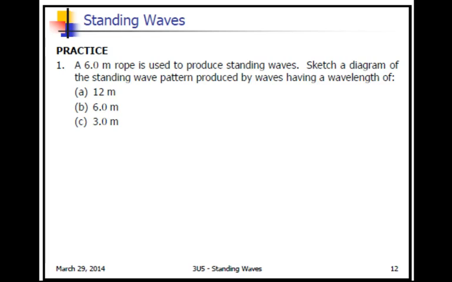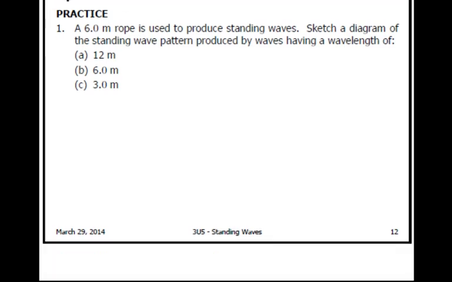Sorry, two loops. One loop with a half wavelength of 3 meters, and then another loop with the other half wavelength of 3 meters. The last one, in order to have 3 meters, well, each loop would represent 1.5, so that would be 4 loops shown on that rope, that standing wave pattern.